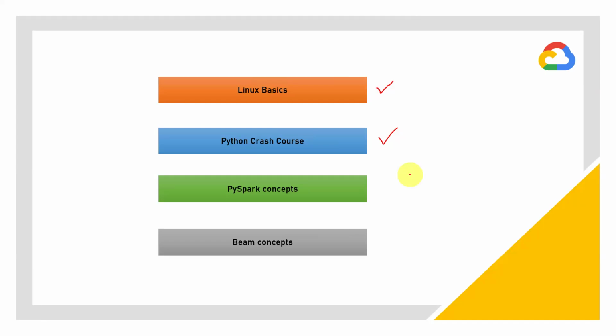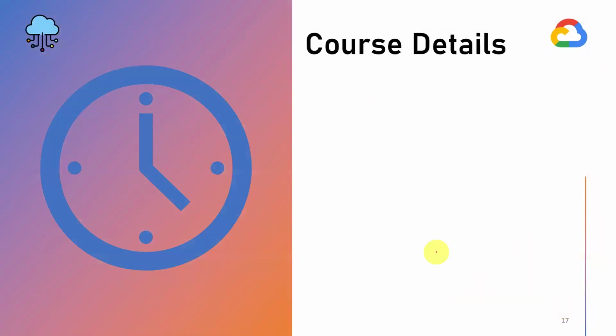And then I will be covering PySpark. Every data engineer must and should have knowledge of PySpark. And Apache Beam is one of the important services for Dataflow in Google Cloud Platform. So all of these things are complementary: Linux, Python crash course, PySpark concepts and Beam concepts. All of these things we are covering. So this is all about the course content, guys.